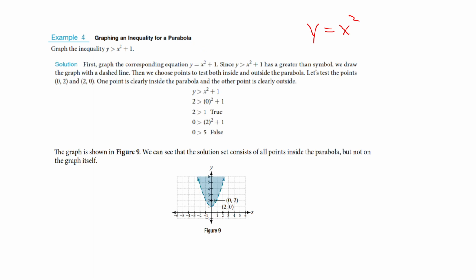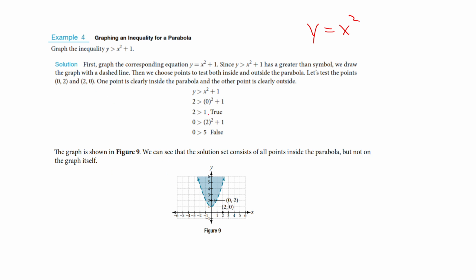So first of all, if I had y equals x squared, I would just graph this, right? We know this is a parabola. The plus 1 means it's just shifted up 1. So they're going to do a test point here. I'm going to show you another way. So I just have a parabola that's been shifted up 1. It's got a dashed line because it didn't have an equal sign in it.